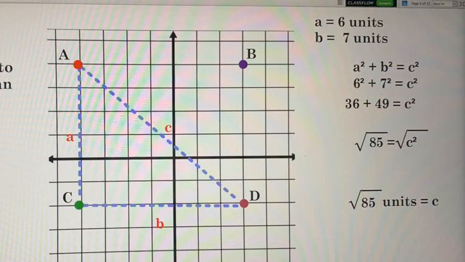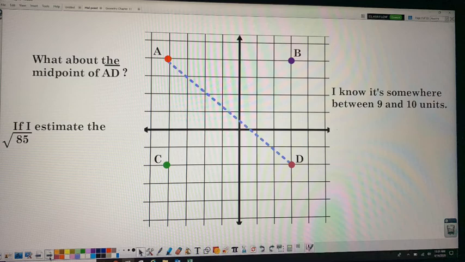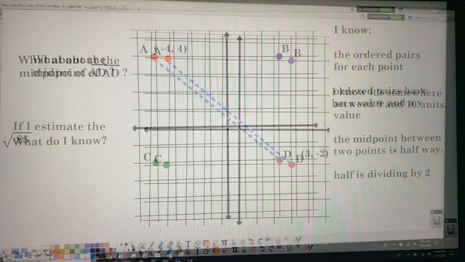And when I do that, A was 6 units, B was 7 units. Remember, the Pythagorean theorem is A squared plus B squared equals C squared. 6 squared plus 7 squared equals C squared. 36 plus 49 equals C squared, so C is the square root of 85. C is the square root of 85 units. But what does that tell me? Well, it tells me I know that it's somewhere between 9 and 10 units, but I don't know how to count that. So let's talk about it.